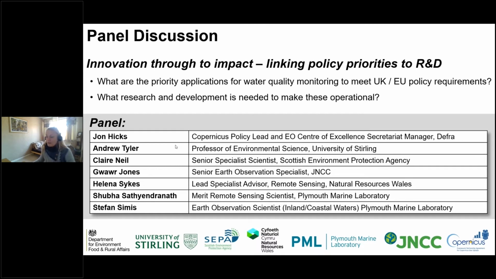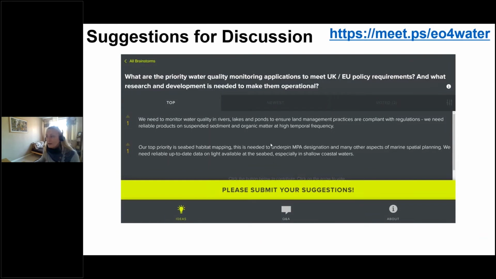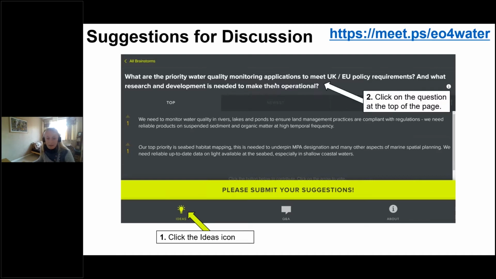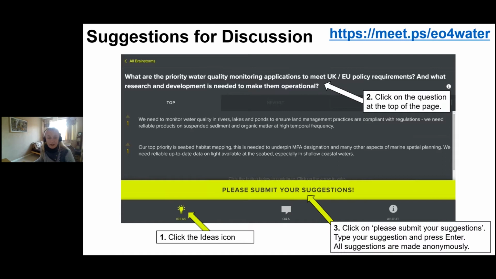And for those joining for the first time, here's how you can do it. In Meeting Pulse, it's the same URL to join as for the questions. Click on the Ideas light bulb icon at the bottom of the page. Then you actually have to click on the question at the top of the page, and that will bring up all the suggestions made so far and the opportunity to submit your own. Then click on the yellow Submit Your Suggestion banner, type in your suggestion and press Enter.